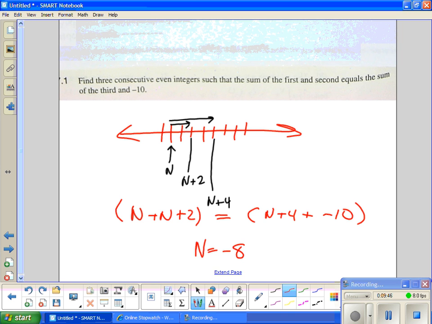Now, what if I had gotten negative 7? Boom. It had to be even at least. That's the easiest double check there is. Plug it in. The answer is negative 8.